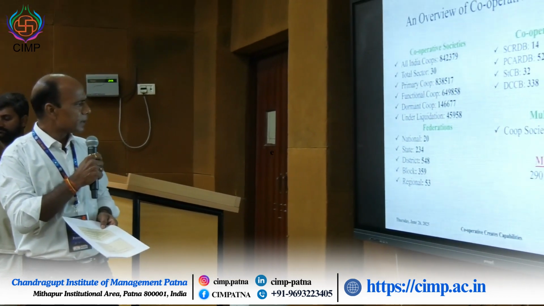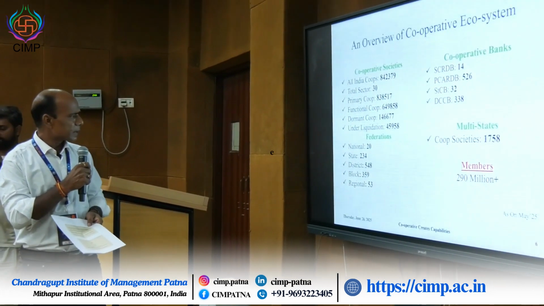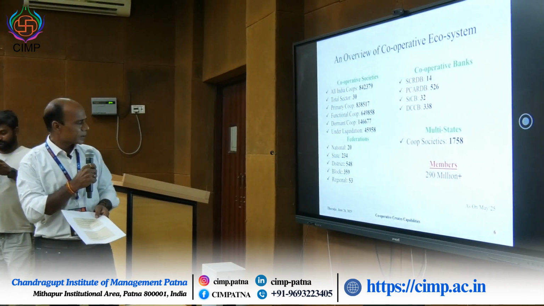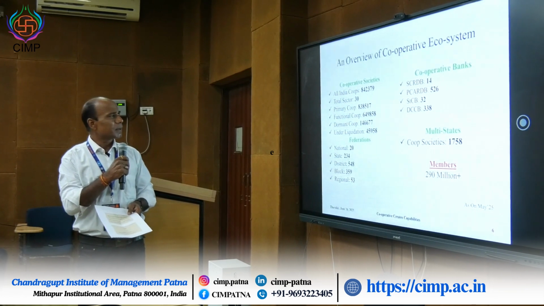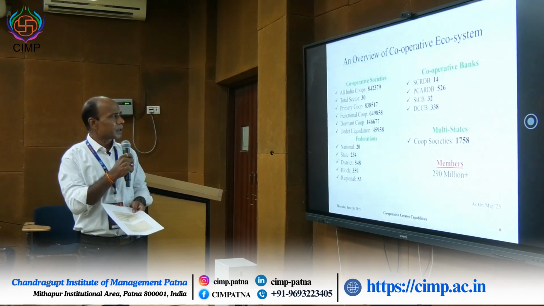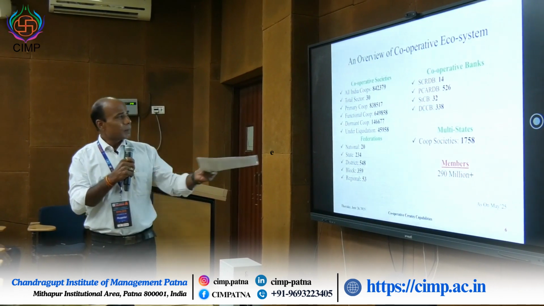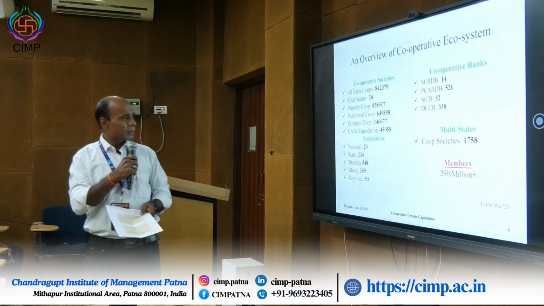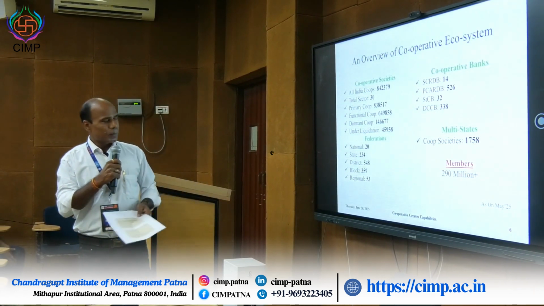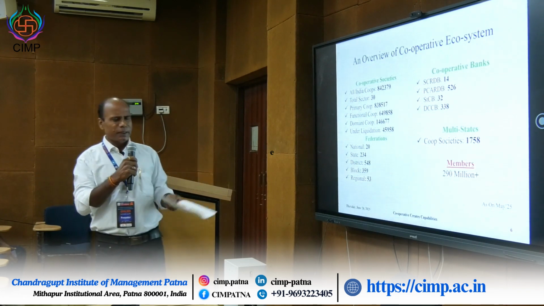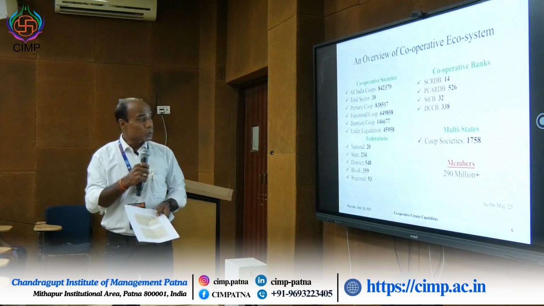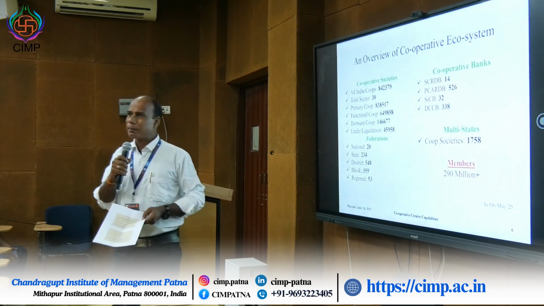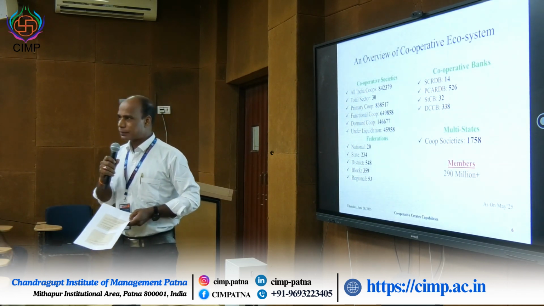Federations, how many federations are there in India? National 20, state 234, district 548, block 359, regional 53. Cooperative banks: SCARDB 14, PCARDB 526, state cooperative 32, DCCB 338. Multi-state cooperative societies number 1758. The total number of cooperative societies in India is about 8 lakhs, and across these, there are 290 million plus members associated with the cooperatives.